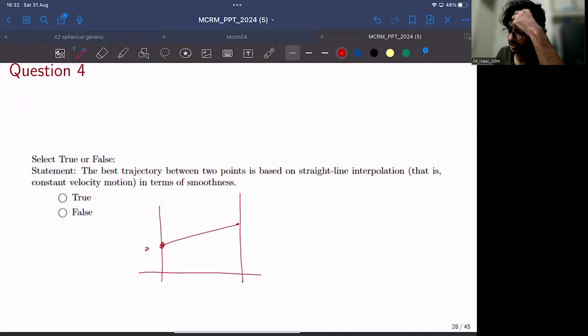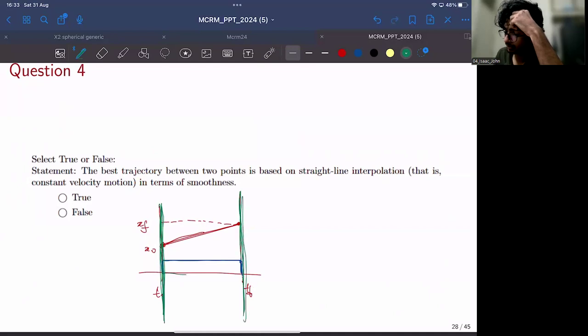If you call this x0, if this is xf, this is T0 and Tf. If this is the position profile, velocity profile would look something like this. Constant velocity. And the acceleration would look something like this. It'll have some huge infinite vertical jerk like this at the start and at the end. And then in between, it will have zero acceleration.